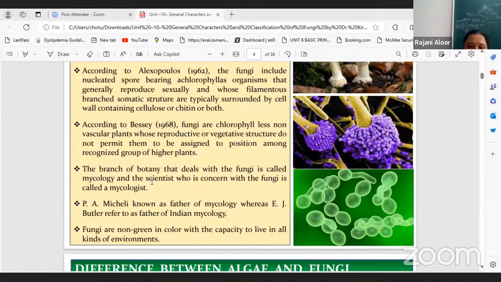Fungi are non-green in color. Here color is not particular, but chlorophyll is absent. Why? Because it is a non-green organism with the capacity to live in all kinds of environment. Another one: the domain of fungi. The limits of fungi are not always well defined. There are groups which are retained in fungi only by tradition.